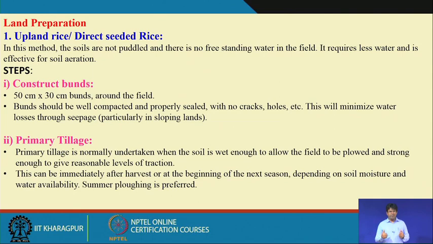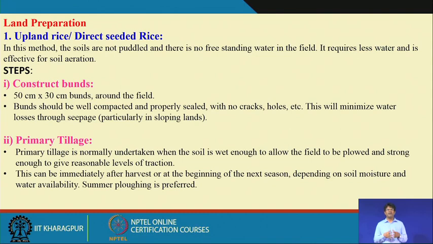Land preparation. We grow rice in two types of cultivation systems. One is called upland rice, that is direct seeding, and the other is called lowland rice or medium land transplanted rice. So, basically direct seeded rice and transplanted rice are the two systems of rice cultivation. Direct seeding is usually followed in regions where assured rainfall is not available, where there is variable or low rainfall, and places where water cannot be stored for longer periods.